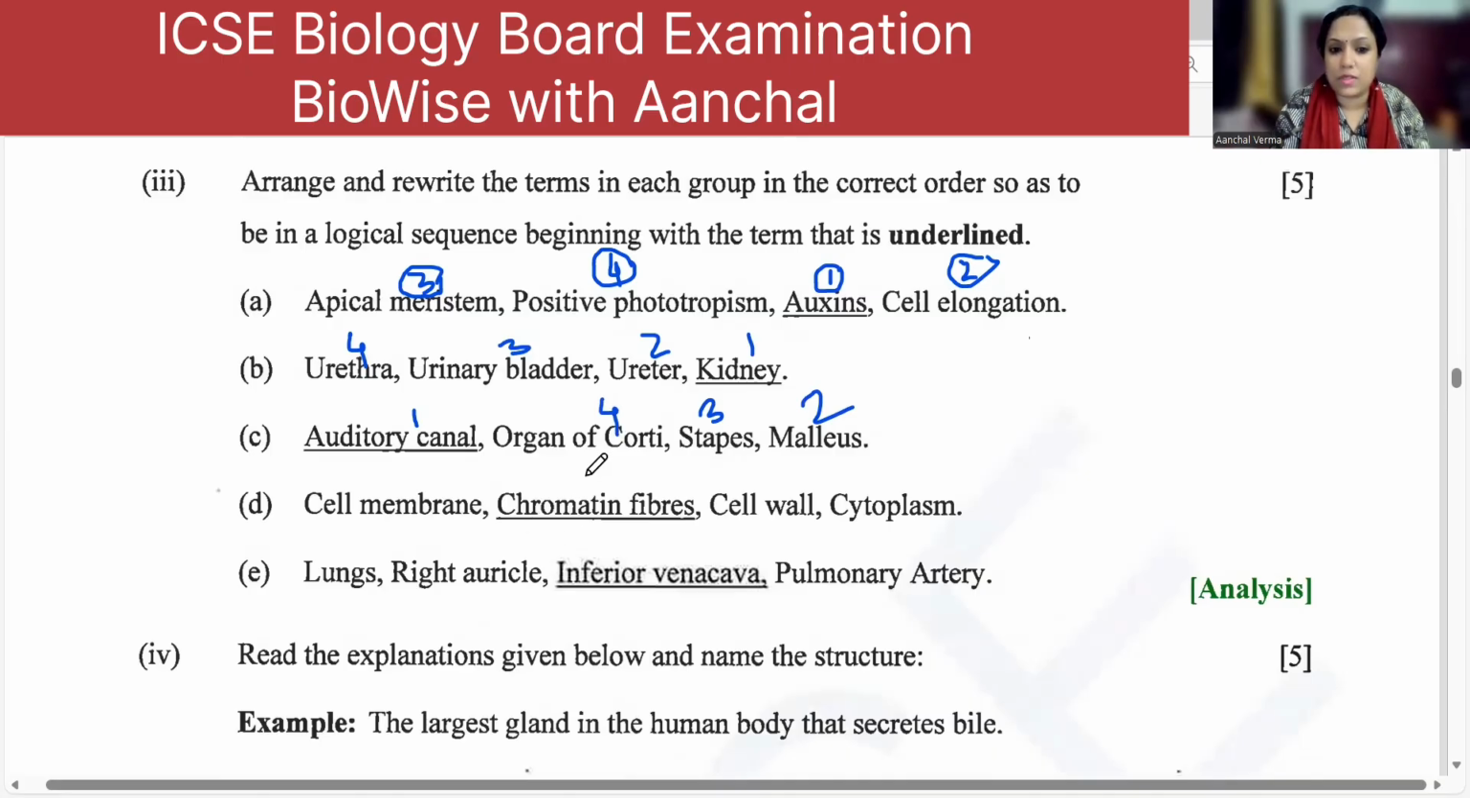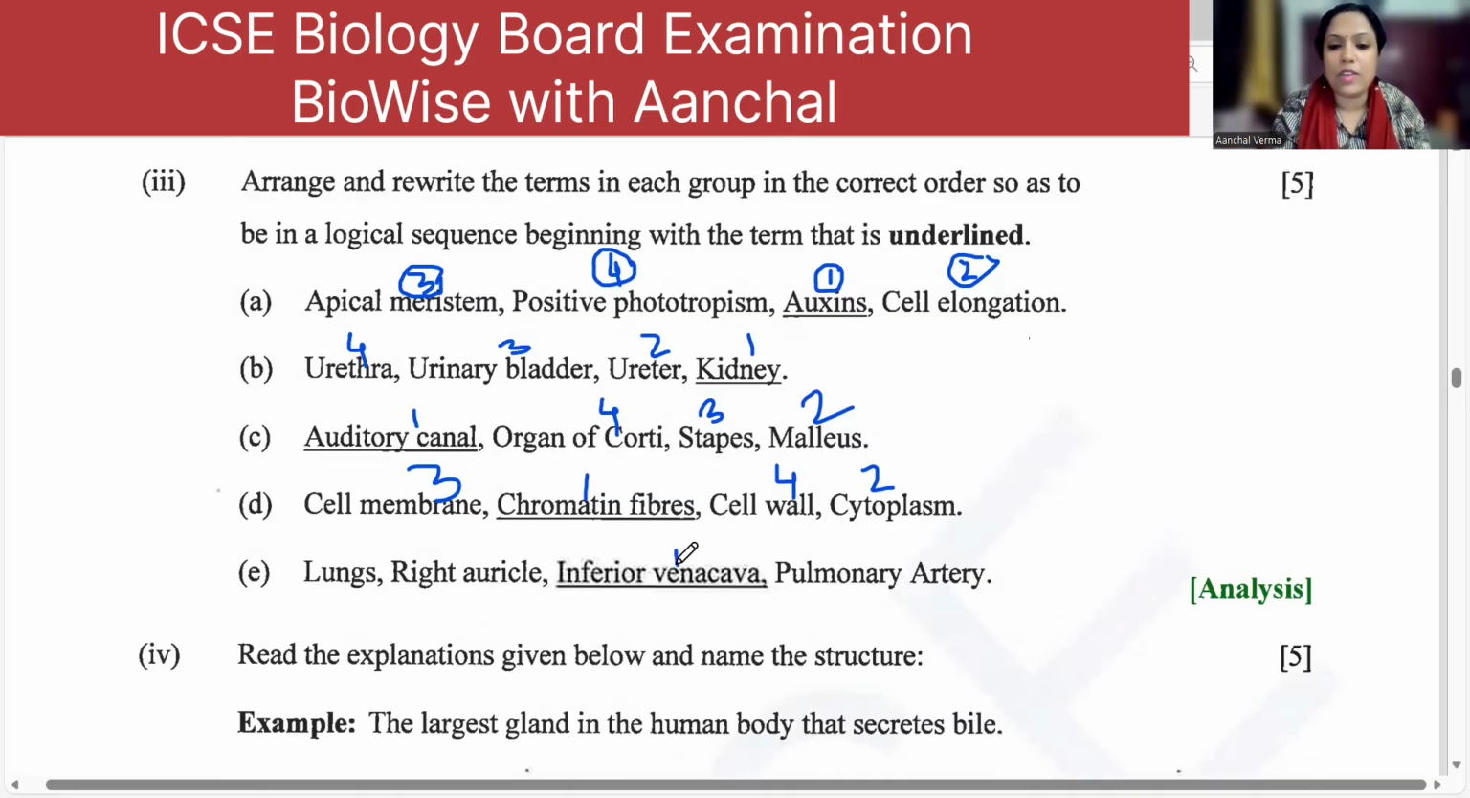Chromatin fibers. Chromatin fibers are present in the nucleus. Then you have cytoplasm. So we are moving from the nucleus to the outside of the cell. Then you have the cell membrane, and finally you have the cell wall. You understood the logic? It's moving from the center to the outside of the cell.